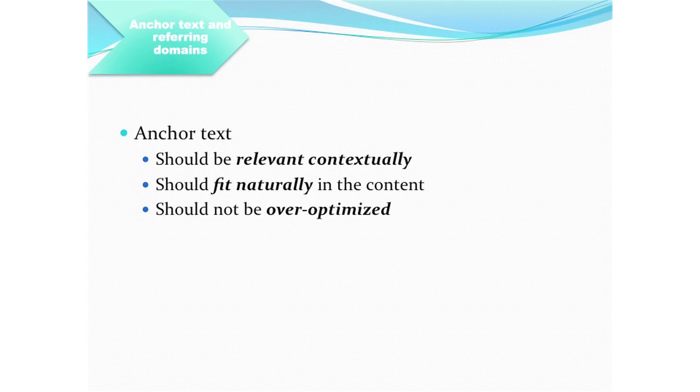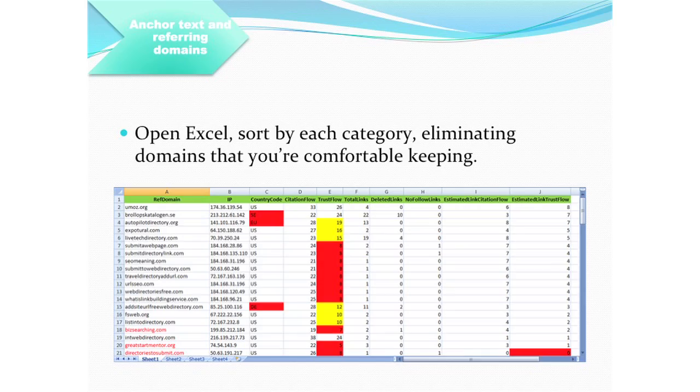Now that we've got a pretty firm grasp on how to use these tools at a basic level and get reports from them, let's take a look at how we would analyze anchor text if we were actually engaged in a site audit. Anchor text should be relevant contextually, fit naturally into the content, and should not be over-optimized. That's review. Anytime you see anchor text that doesn't seem to fit and it looks suspect or is over-optimized, definitely mark that down as something that you want to keep an eye on.